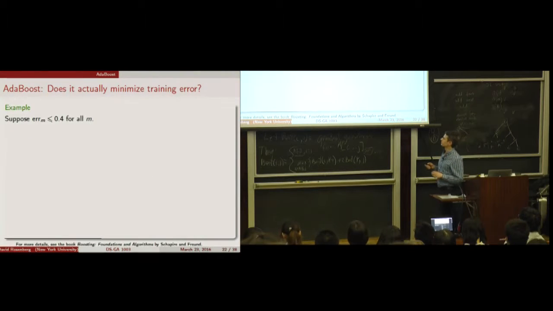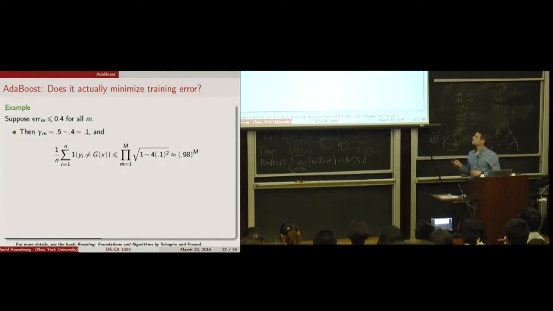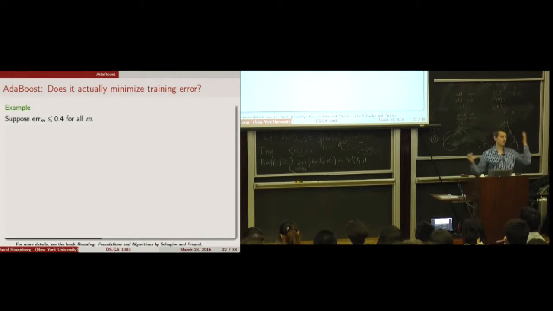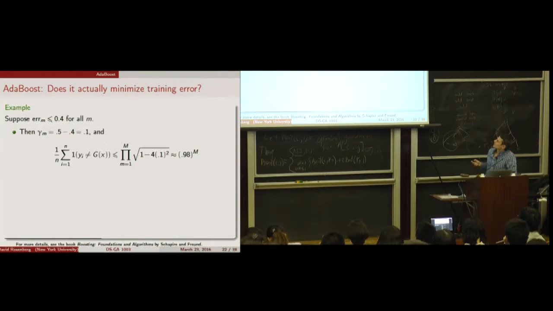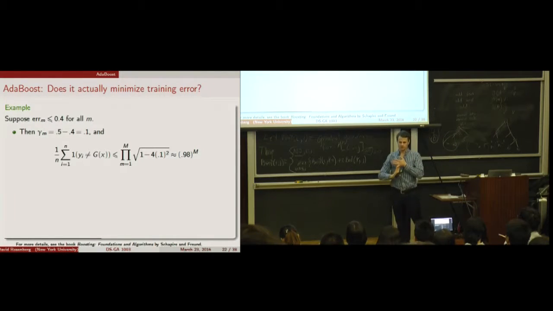Okay, let's look at some examples. All right, suppose the weighted error is less than 0.4 for all rounds, just to see what it looks like. Then the edge is 0.1, because of how much better than 0.5 we are. And then we get that the error rate is bounded by 0.98 to the m. So great. The larger m is, the more rounds we run, that thing goes down exponentially fast.